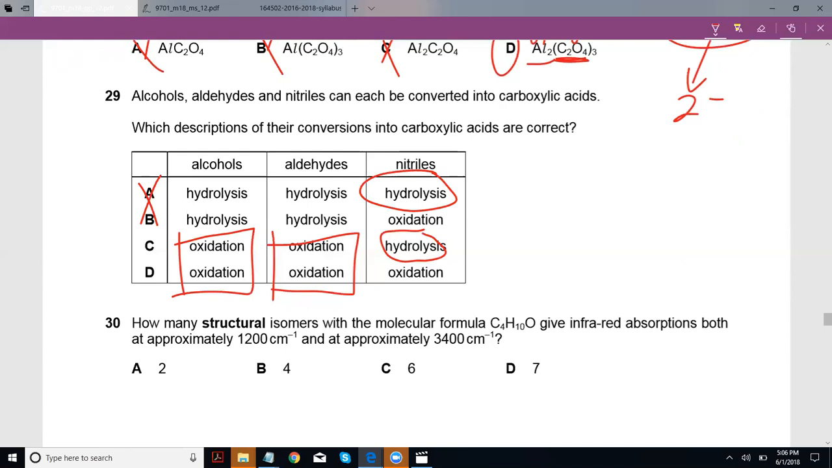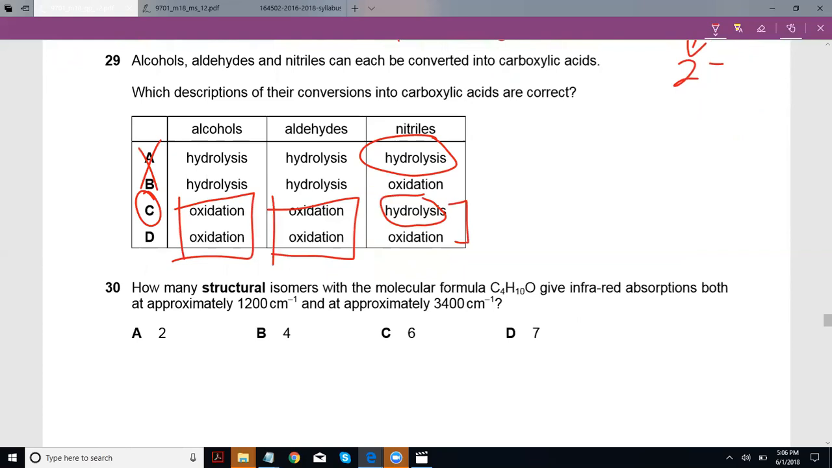So the question is whether nitrile is hydrolysis or oxidation. If you remember the correct terminology we use in this particular case, it is acidic hydrolysis, not oxidation. So that's why you can get C rather than B.